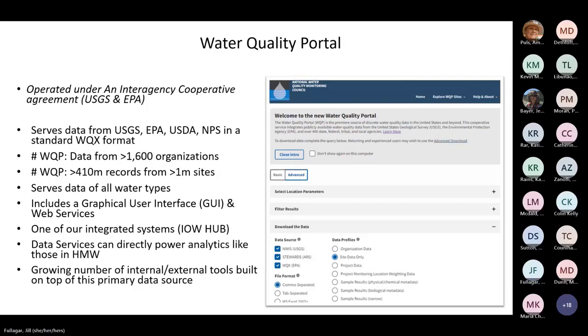And there's a growing number of sources that are putting data in here, as well as tools that continue to be built to make using this data easier for everybody.